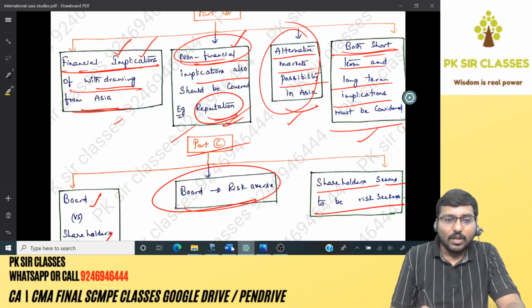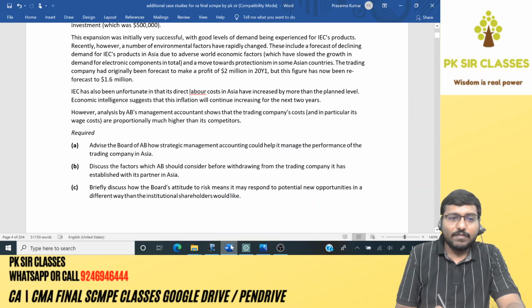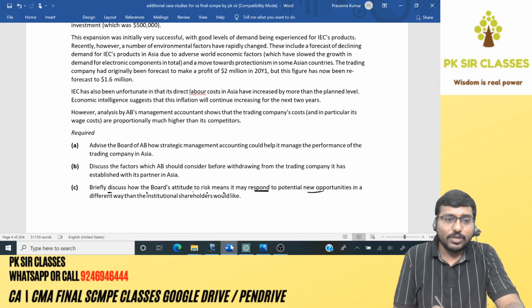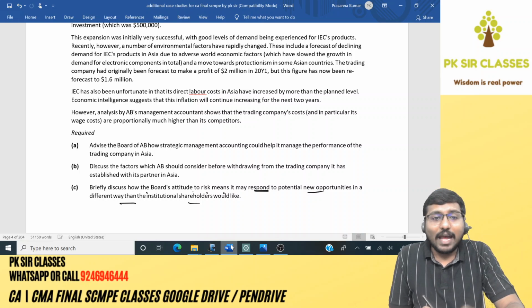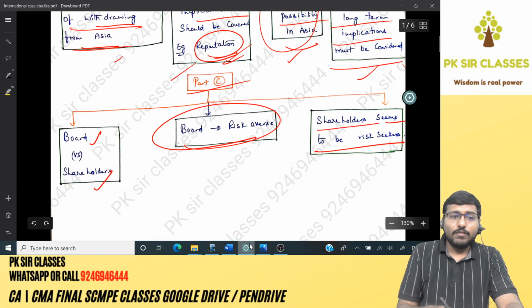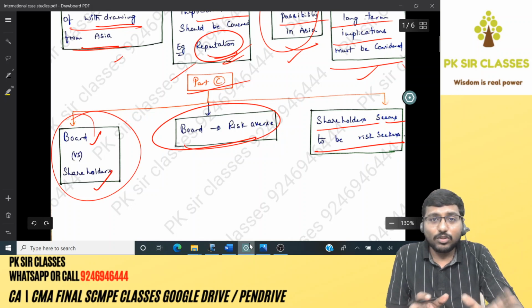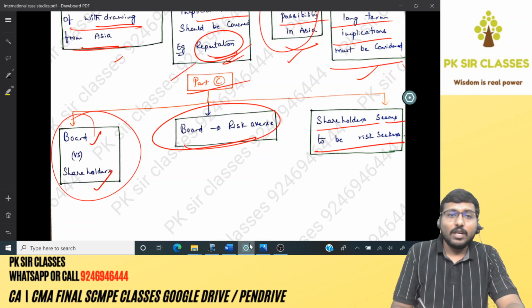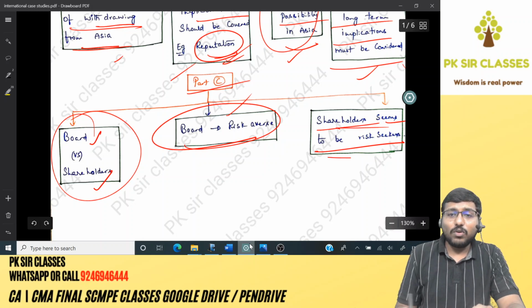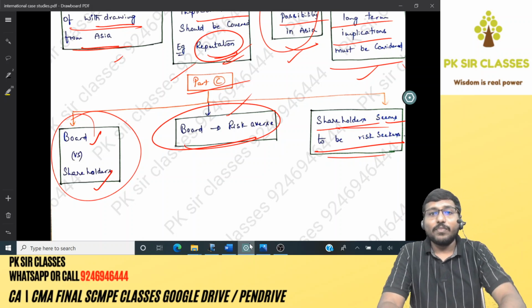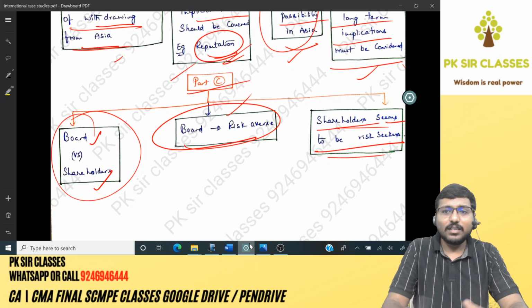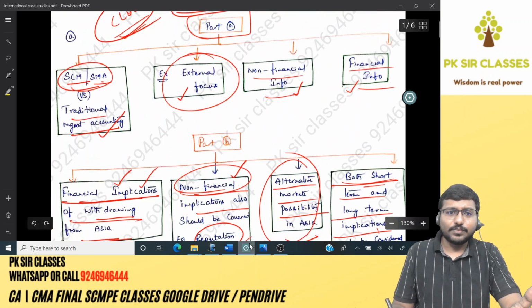You got it? Now coming on to C. Briefly discuss how the board's attitude to risk means it may respond to potential new opportunities in a different way than the institutional shareholders would like. So here, what are all the clues? First, write what is the difference between the thought process of the board and the shareholders. From the thought process, we can understand that the board is more risk averse, whereas shareholders seem to be risk seekers, right? So your answer should cover all these points. That's it. Hardly half a page.